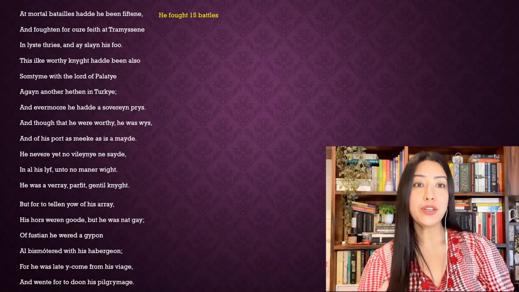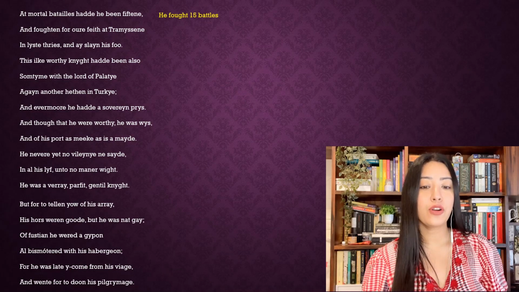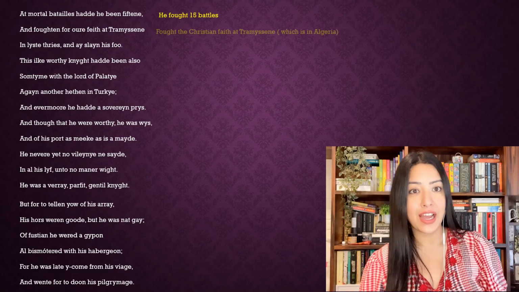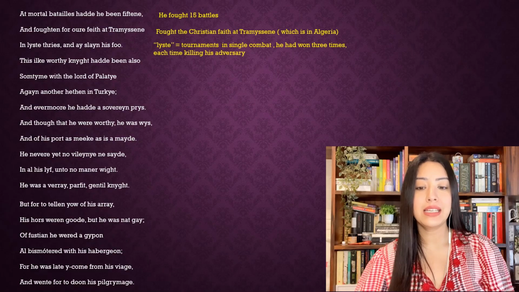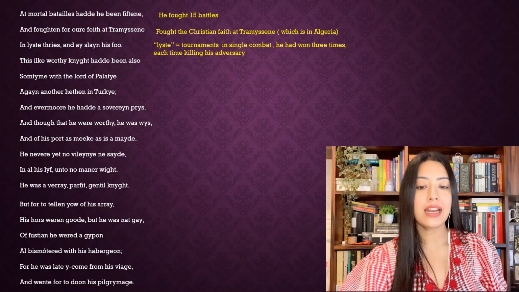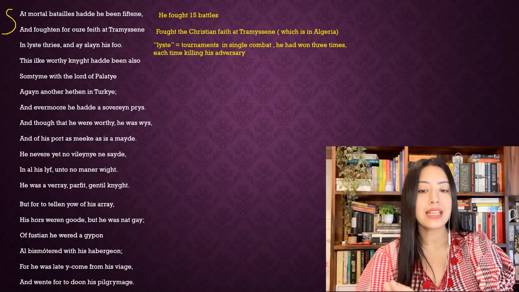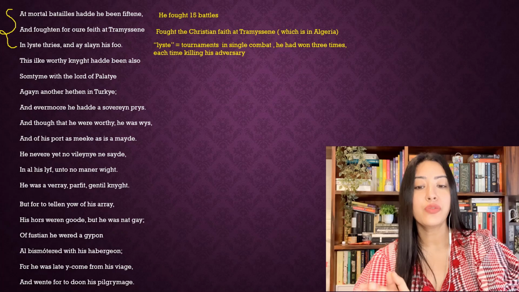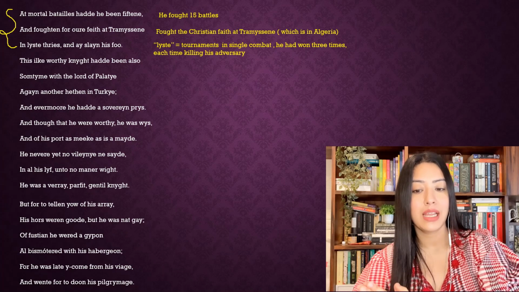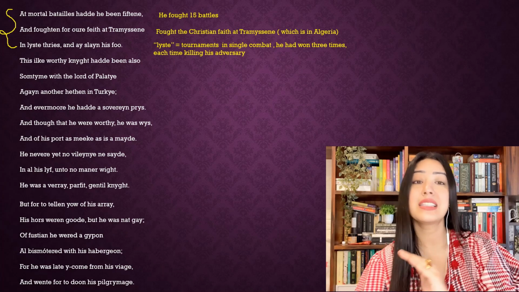Okay, so he fought in 15 battles. He fought for the Christian faith in Algeria, and he had also taken part in lists three times and had slain his foe. So what does this mean? "At mortal battles had he been fifteen, and fought for our faith at Tramazine. In lists three times he had slain his foe."